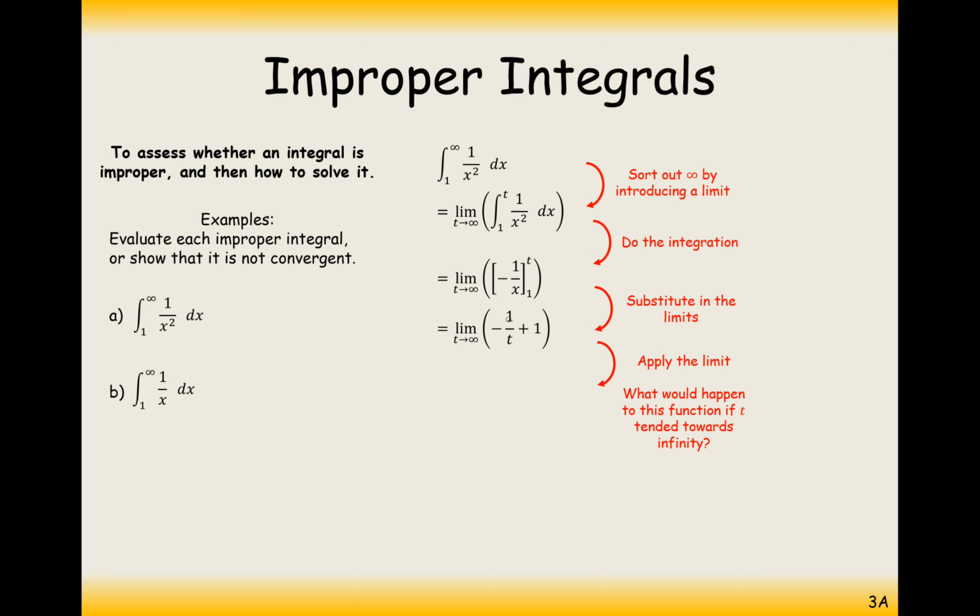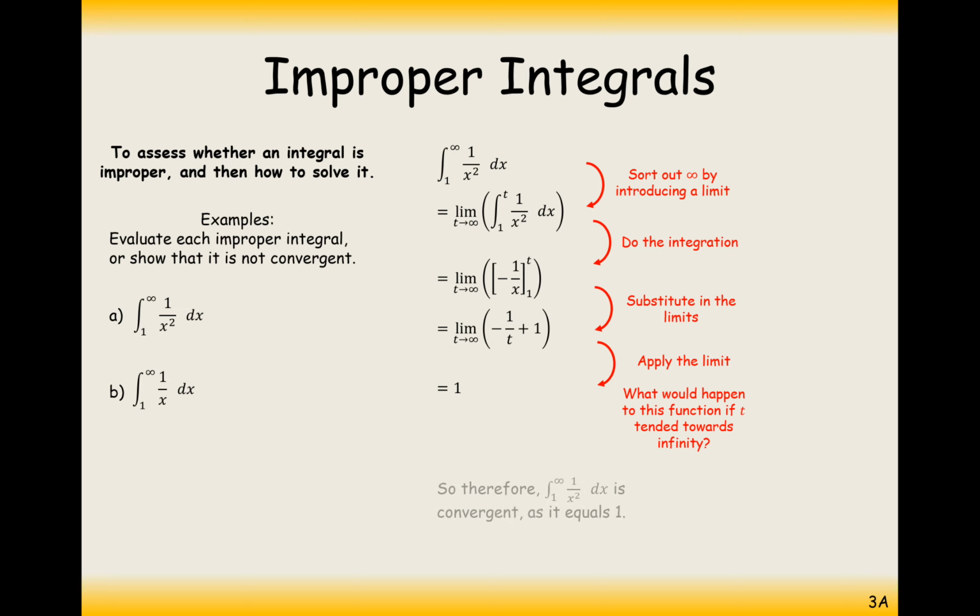So what will minus 1 over a very, very big number become? Well, it will become roughly nothing. It will become so small that it won't actually affect this 1 at all. And when it becomes infinitely big, it won't affect this 1 at all. So as t gets really, really big, the function of minus 1 over t tends towards 0. So the total value of this limit is equal to 1.